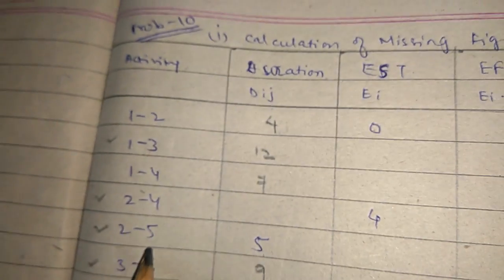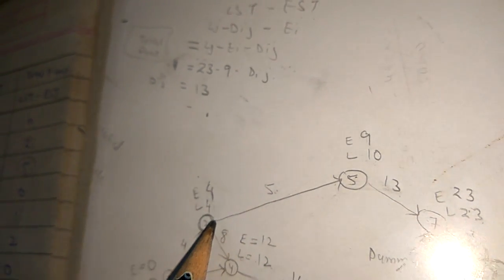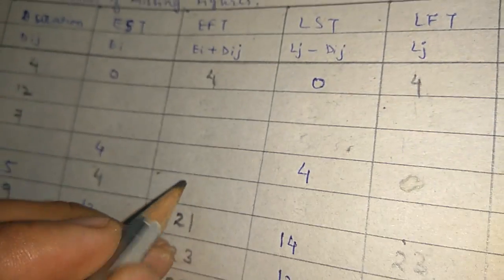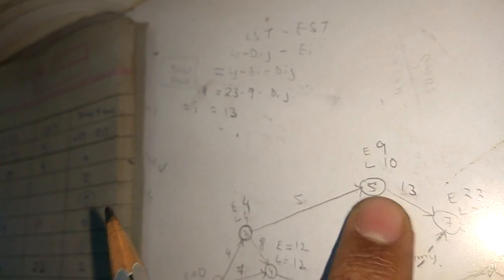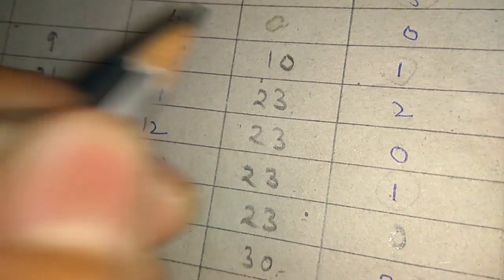Now between activity 2 to 5. Duration is 5, Ei is 4. So what will be the value of Ei plus Dij? 9. Next one is Lj minus Dij. What will be the value? 5. And Lj is 10.